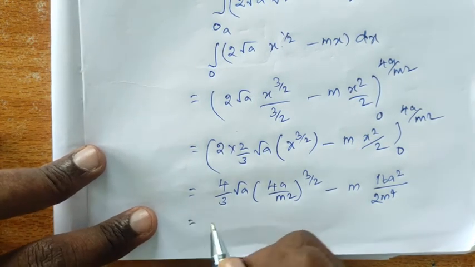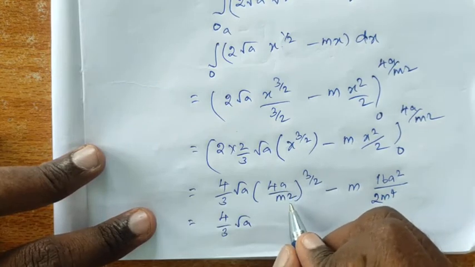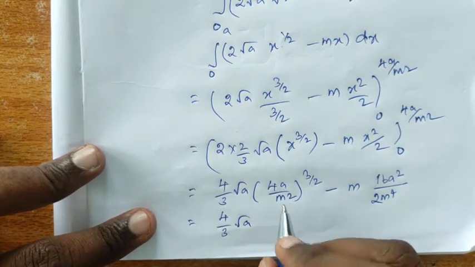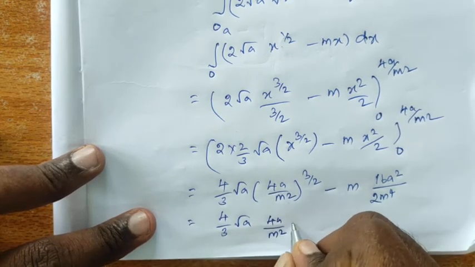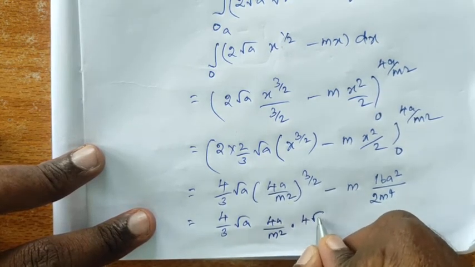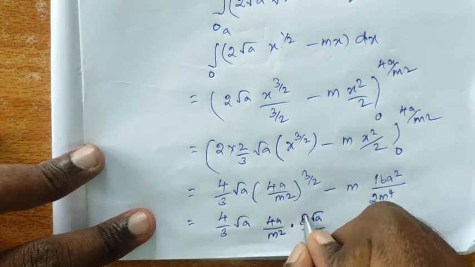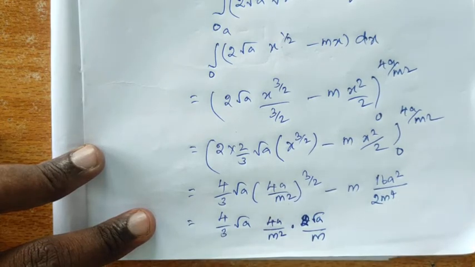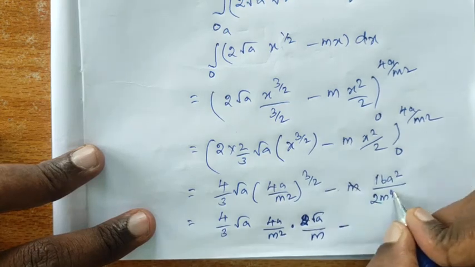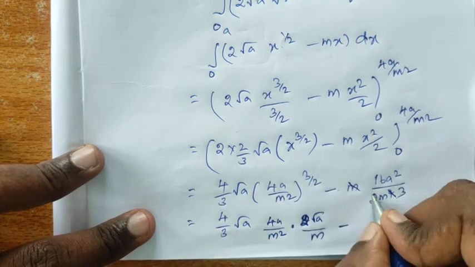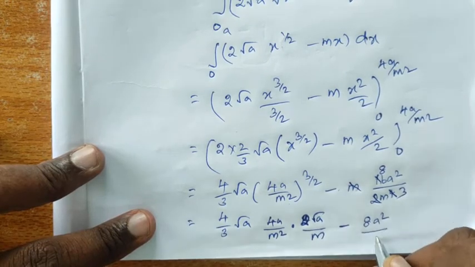So we know that 4 by 3 into root a into square root of 4a by m square the whole cube. So we can write 4a by m square into 4 root a by m, 2 root a by m. So minus m power 4, m cube 2 8. So minus 8a square by m cube.